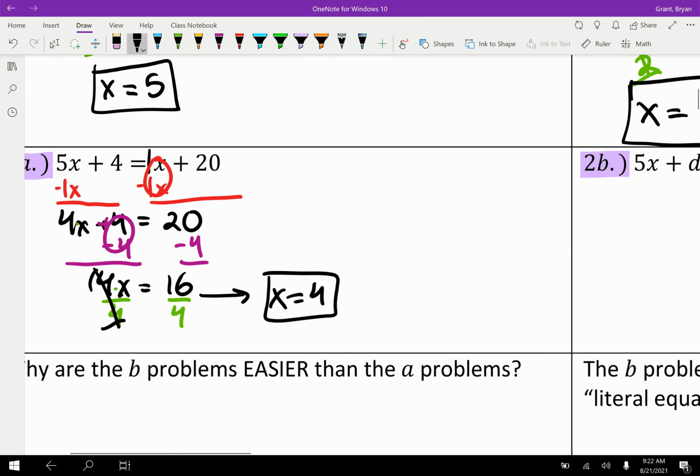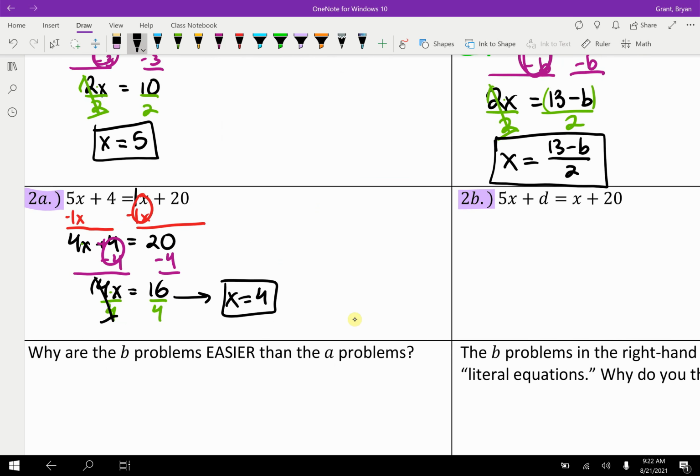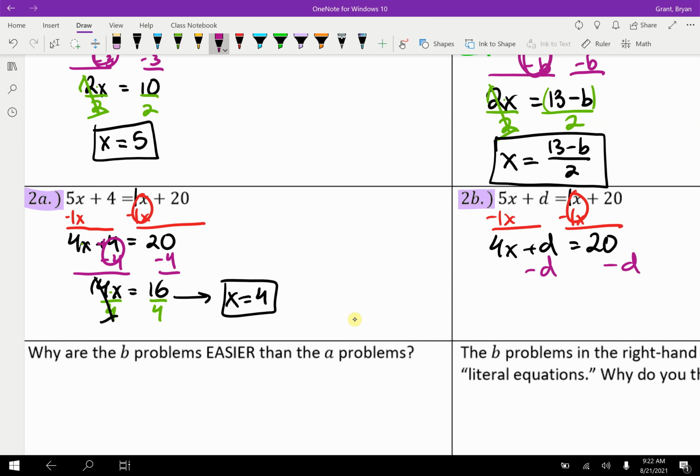All right, let's follow those same steps, but now instead of 4, we've replaced that with the variable d. Same steps to start, though. Let's go ahead and subtract 1x. Those are like terms. 4x plus d equals 20. Then what did I do next? I think next I subtracted 4, but I don't have 4 anymore. I have d, so I'm going to go ahead and subtract d. This leaves me with 4x equals 20 minus d.